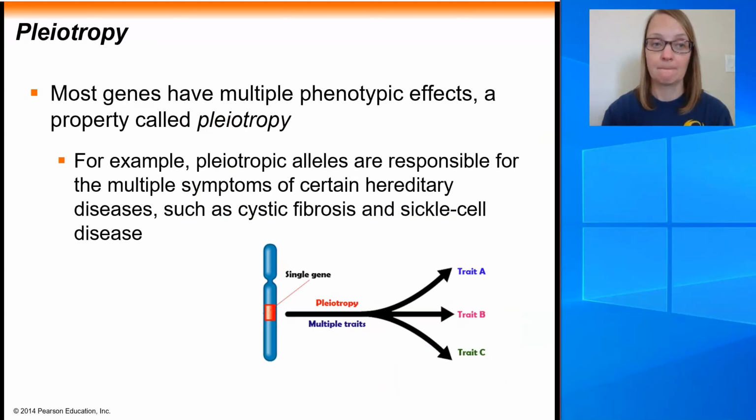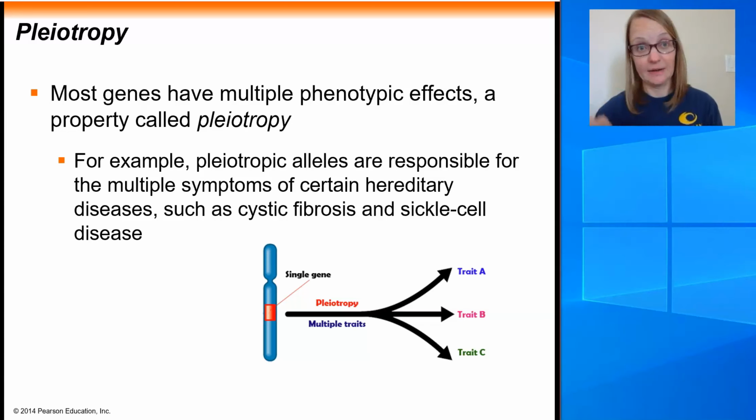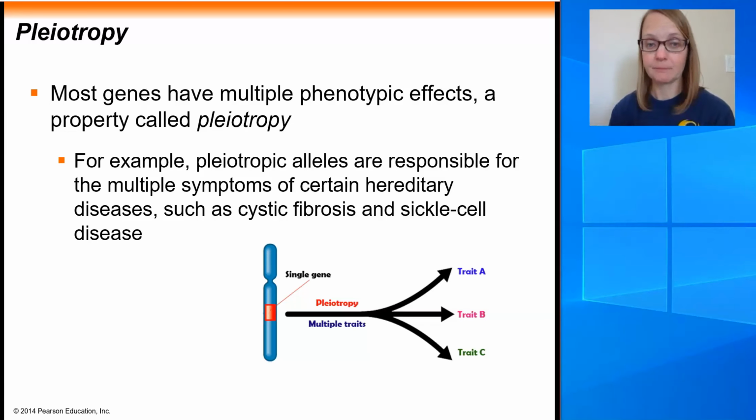Okay. And then the next deviation from Mendelian inheritance patterns is pleiotropy. So when we looked at Mendel's experiments, we were looking at one gene affecting one character, right? The color gene affects flower color. The seed color gene affects seed color, and that's it. Well, in some cases, you might have one gene that affects multiple phenotypes, and this is called pleiotropy.